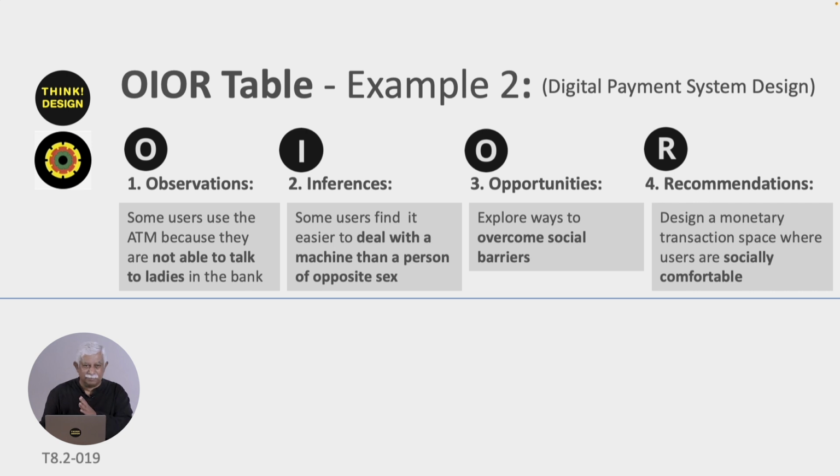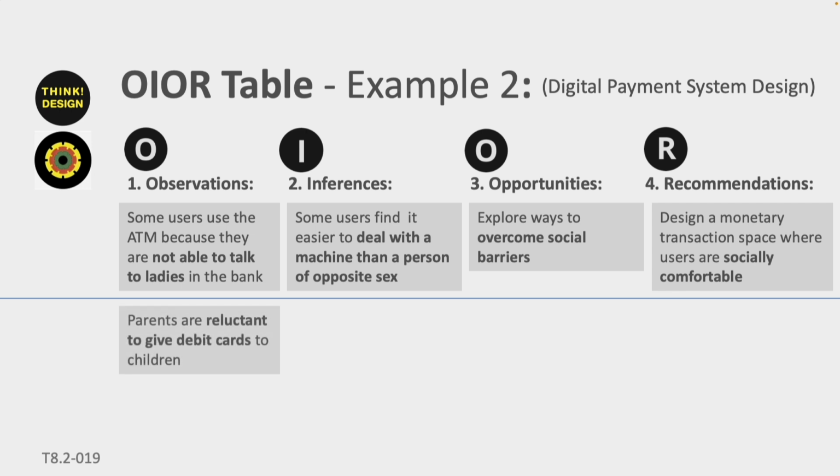Very simple, right? Started with not being able to talk to ladies, then it was easy for them to deal with a machine than a person of the opposite sex. Now you need to overcome these social barriers. So can you actually design a transaction system where people are socially comfortable? Okay, so let's look at another one.